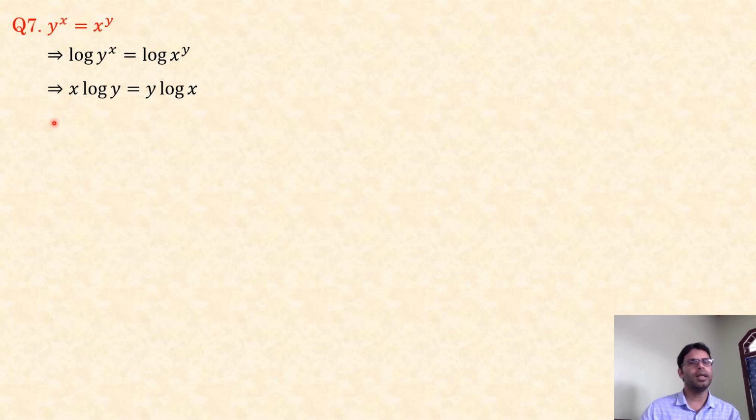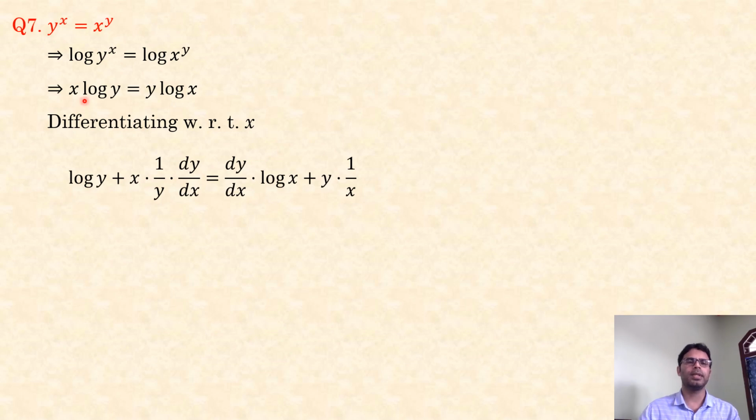Okay, then differentiate the implicit function. So you have to write that line, differentiating with respect to x. On the left hand side, x derivative is 1, log y remains the same, plus x remains the same, log y derivative is 1 by y, and for y you are to write dy/dx. Go to the right hand side: y derivative is dy/dx, product function only, dy/dx into log x remaining the same, plus this time y remains the same, and log x derivative is simply 1 by x.